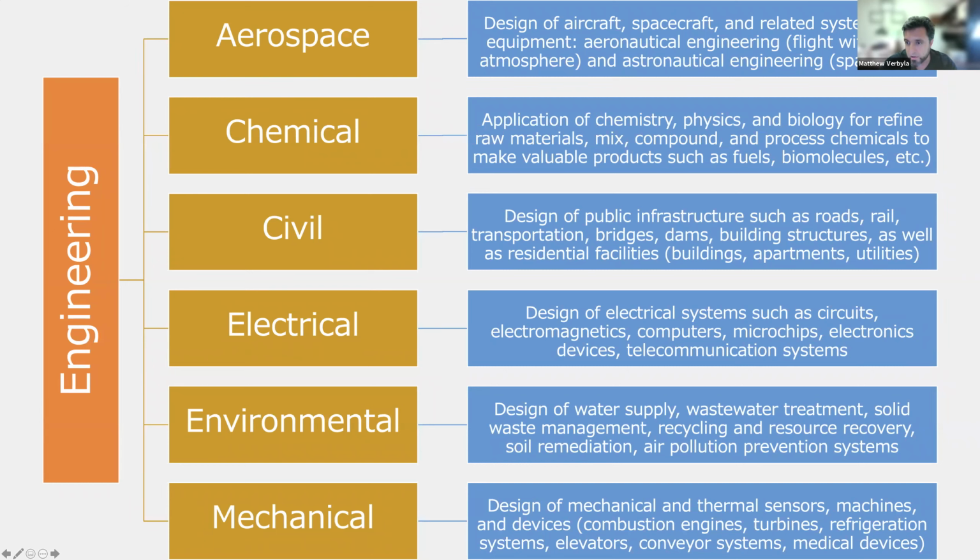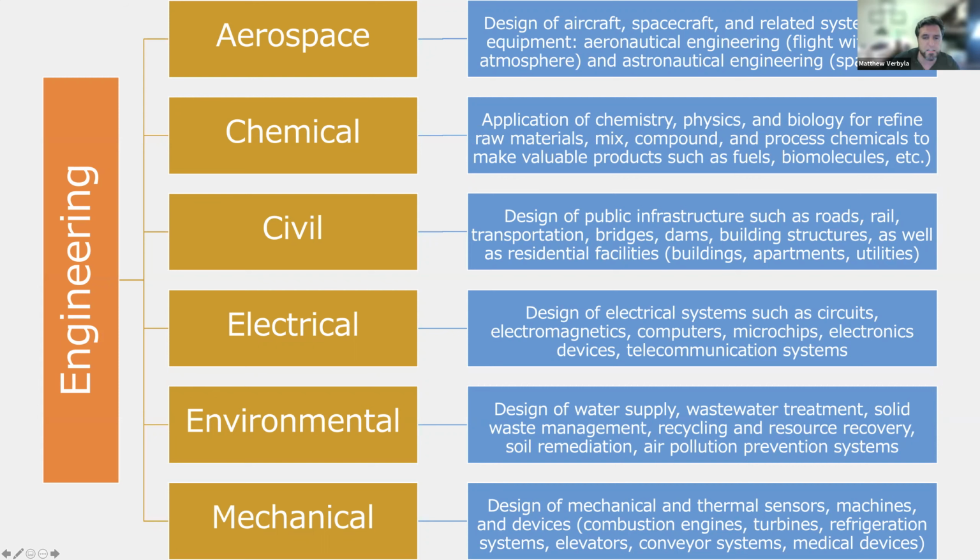Electrical engineers design systems like circuits, electromagnetic systems. They also design computers, microchips. So computer engineering is a branch within electrical engineering. And then other electrical engineers design telecommunication systems, like cell phone networks, for example. The field of environmental engineering is associated with the design of solutions for environmental problems, really what we're studying in this class. That includes the design of water supply, wastewater treatment, solid waste management, recycling systems, soil remediation to clean up contaminated sites, and air pollution prevention and control systems.